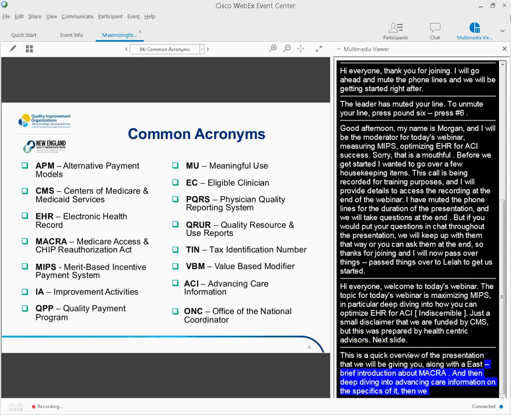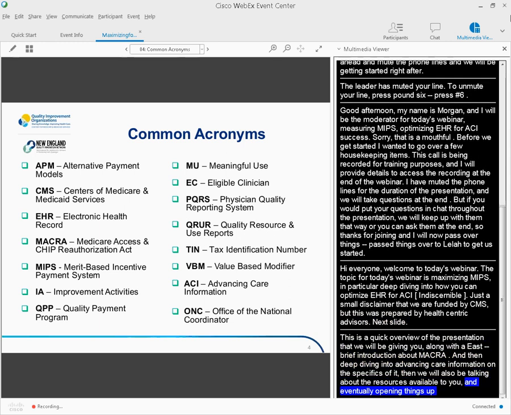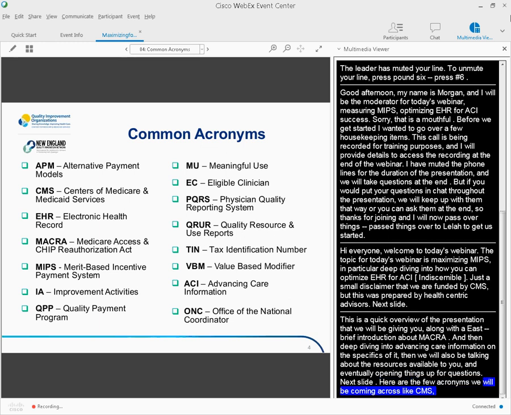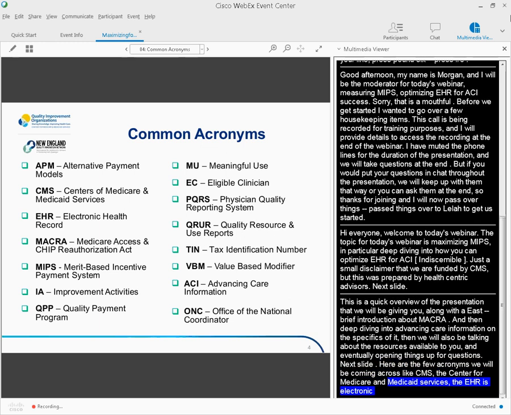Next slide. Here are a few acronyms that we will be coming across, like CMS, Centers for Medicare and Medicaid Services, EHR is Electronic Health Records, QPP is the Quality Payment Program, EC is Eligible Clinicians, and as and when we come across more acronyms, we'll spell them out for you.